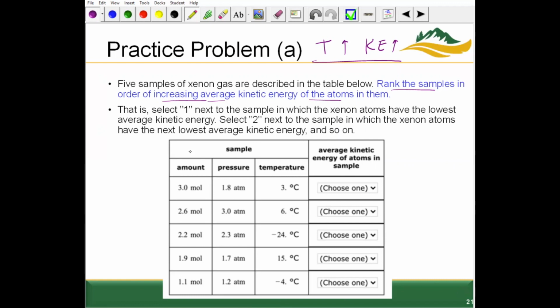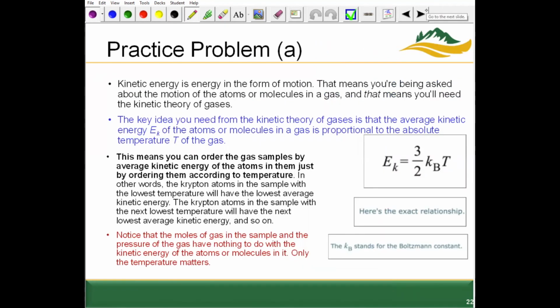We are given the amount, we're given the pressure. It's kind of sneaky here because all we really are concerned with is the temperatures. We're going to write 1 next to the sample in which the xenon atoms have the lowest average kinetic energy, then 2, and so on. So lowest kinetic energy with the number 1 up to a higher kinetic energy by denoting 5, because there are 5 different options here. So as mentioned, kinetic energy is energy in action.